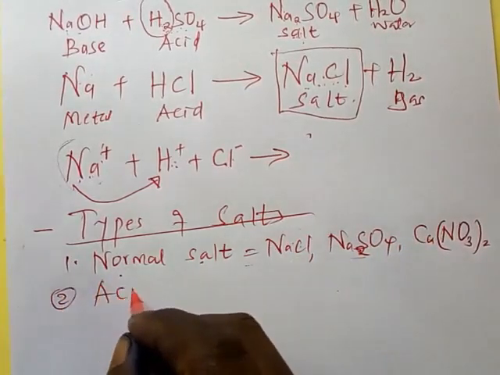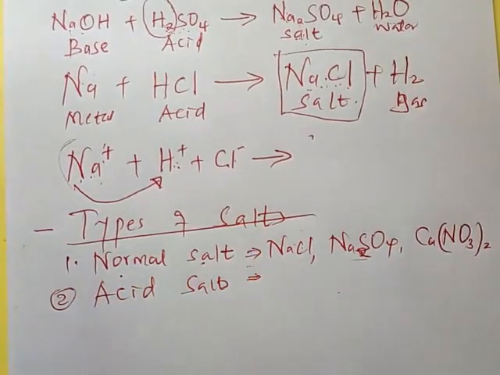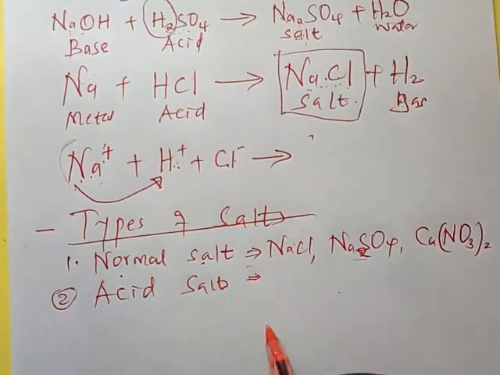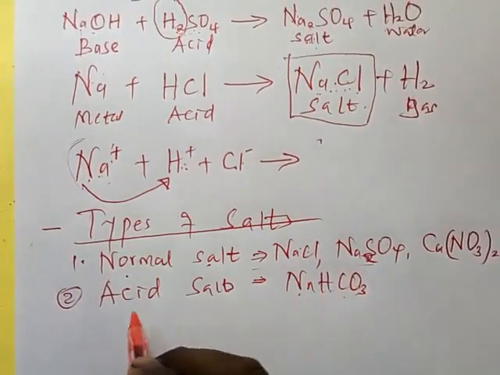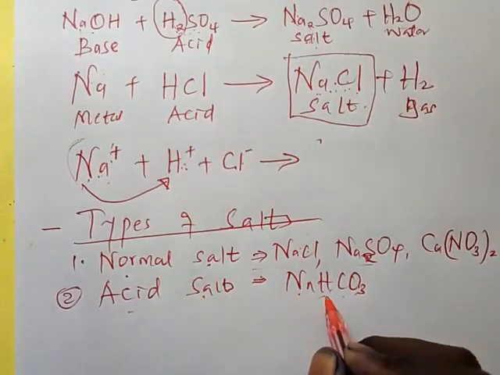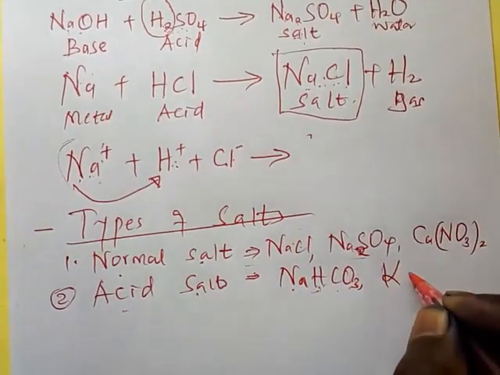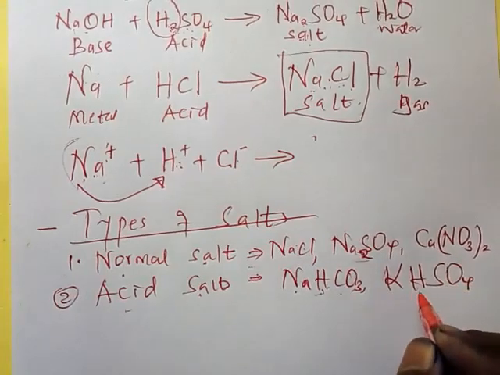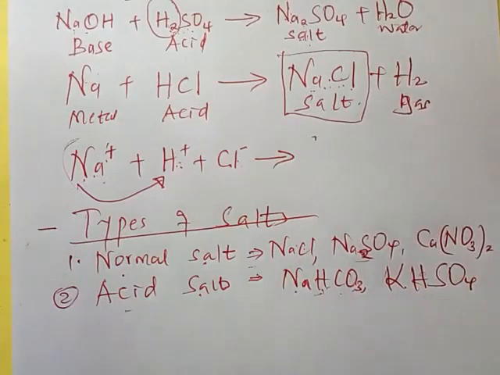Number 2, we have acid salts. It is important for you to know that acid salts are the salts which contain replaceable hydrogen in them. An example of this is sodium hydrogen carbonate. Sodium hydrogen carbonate is an acid salt because it contains a replaceable hydrogen in it. Another example is potassium hydrogen carbonate, or even hydrogen sulfate. Also, this one contains the replaceable hydrogen, therefore it is called an acid salt. They are called acid salts.